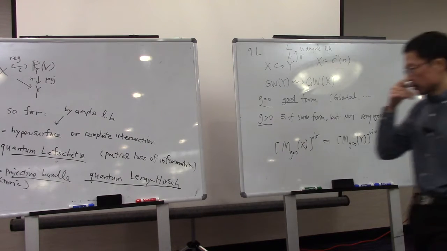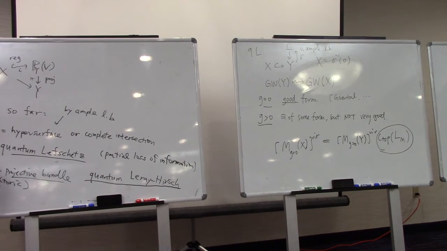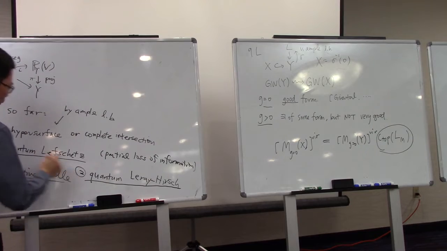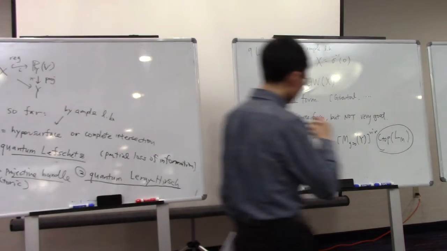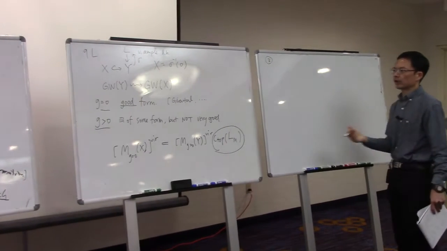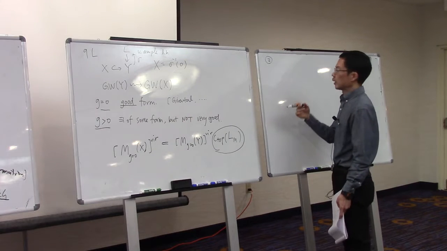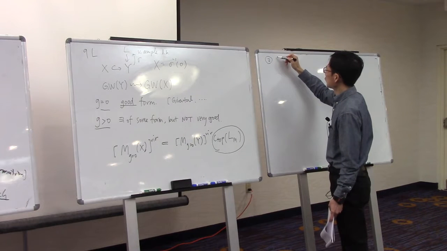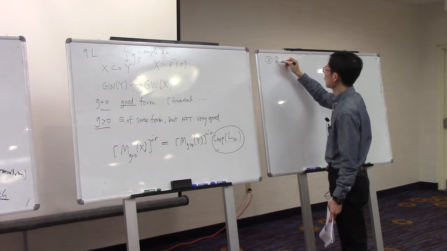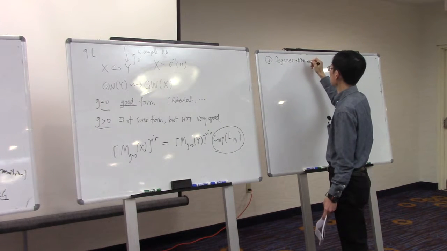So now I've talked about two available tools. One is quantum Lefschetz. The second one is quantum Riemann-Roch. So assuming we have these two tools, what can we do? And what other tools do we have? Another tool is that Gromov-Witten theory is deformation invariant. But deformation itself will not tell us much, so you want to deform to something slightly singular. So the third tool we have is degeneration.